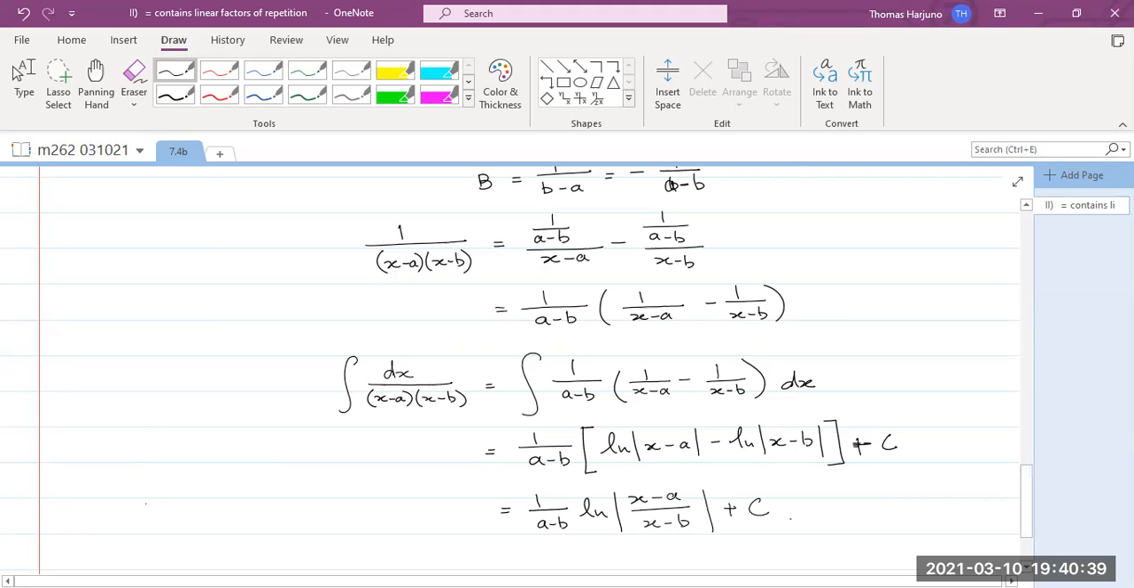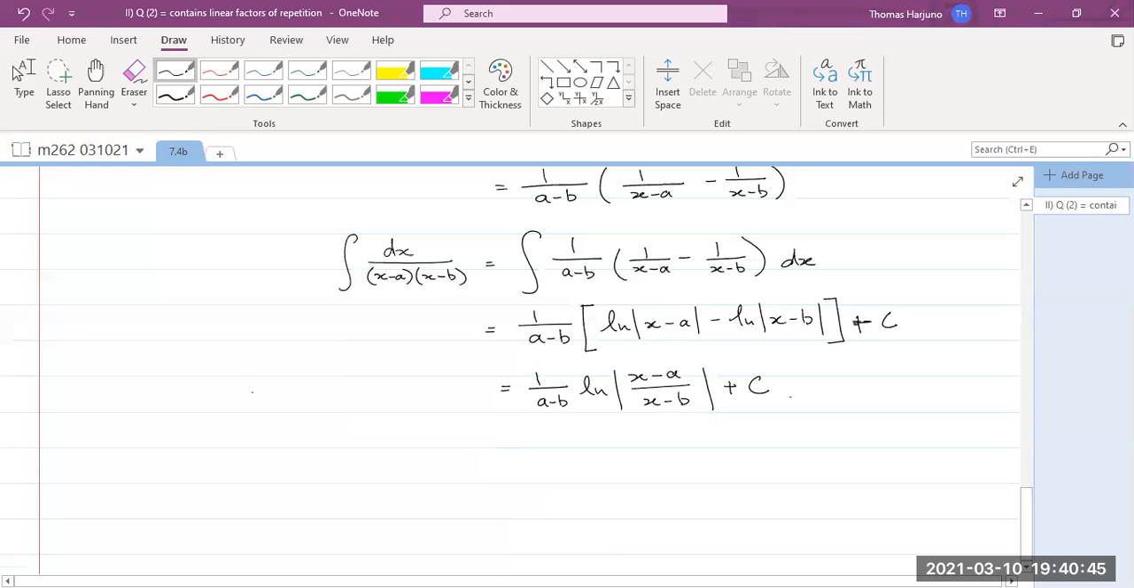Okay, now suppose we just say that a is greater than b. I want a greater than b so that a minus b is positive. Then it will be a lot easier to see.